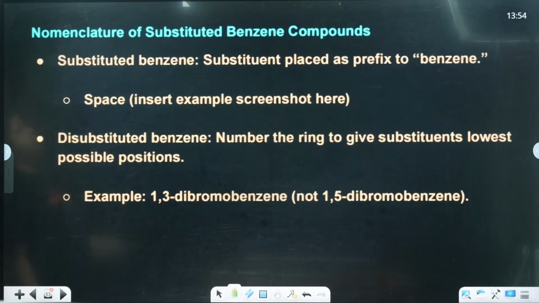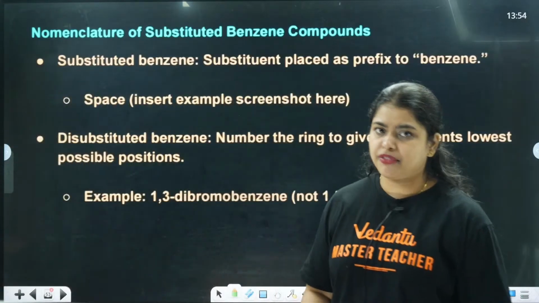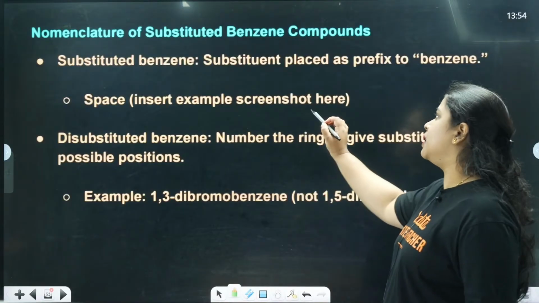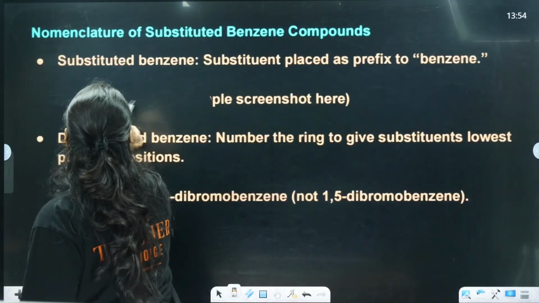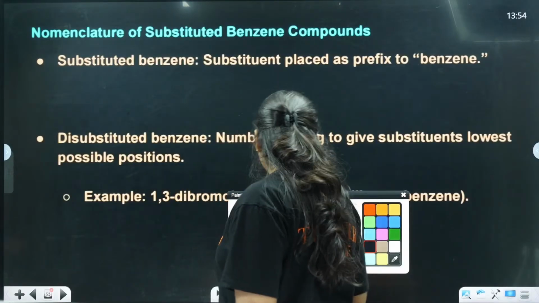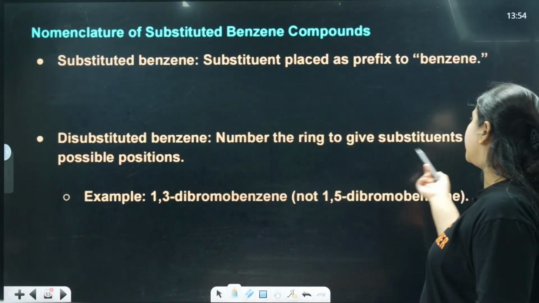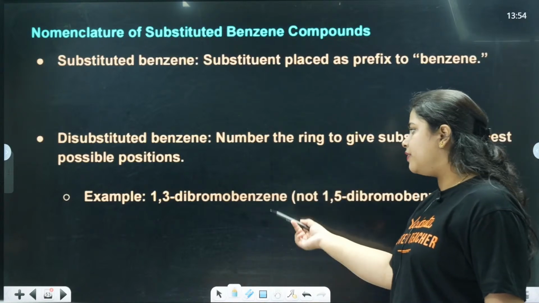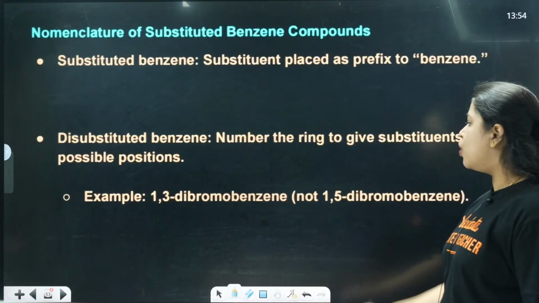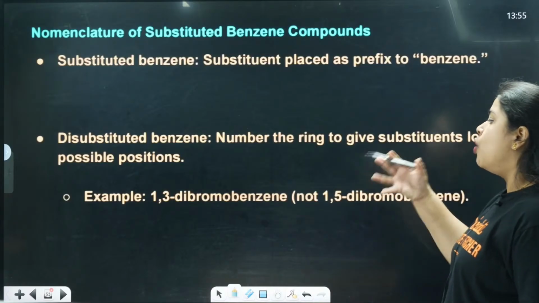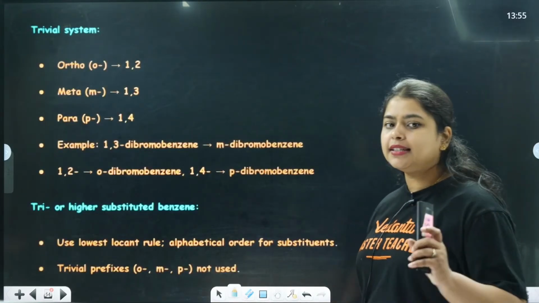Next comes nomenclature of substituted benzene compounds. In substituted benzene, the substituent is placed as a prefix to benzene. I need to insert the example here, but I have mentioned it down below itself. No problem. Now, for disubstituted benzene, number the ring to give the substituents the lowest possible locants. Like for example, 1,3-dibromobenzene. Not 1,5-dibromobenzene; it is going to be 1,3-dibromobenzene. Clear? That helps with the distribution of them.